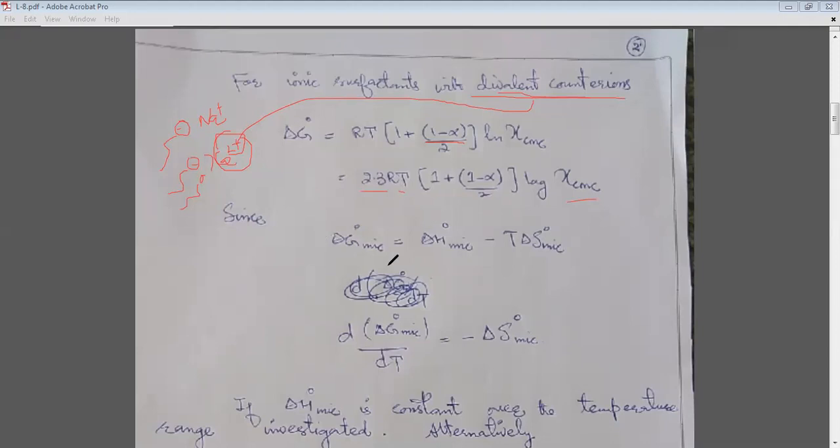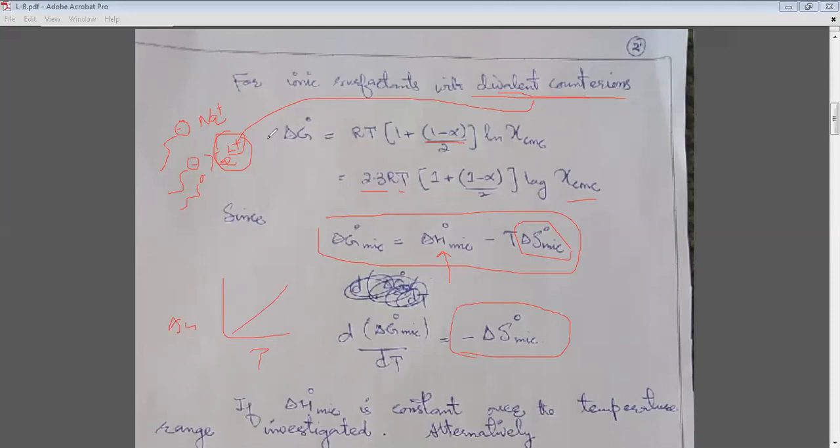So we know also from the Gibbs-Helmholtz equation that the free energy of micellization is related to this expression: delta H degree of micellization minus T delta S degree of micellization. Now, how to find this change in entropy of micellization? What we basically do is plot free energy versus temperature, that means delta G against temperature, and the slope, the differential of delta G degree of micellization upon dT, becomes equal to negative of delta S degree of micellization.